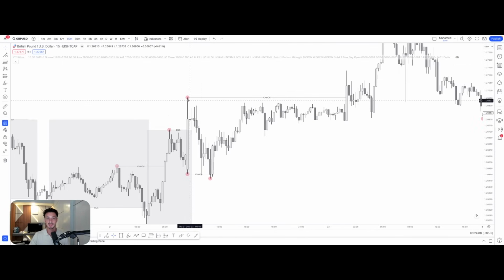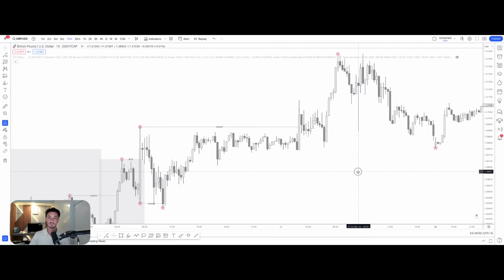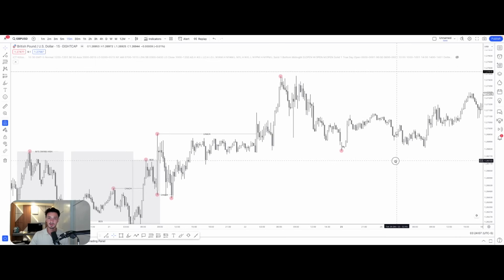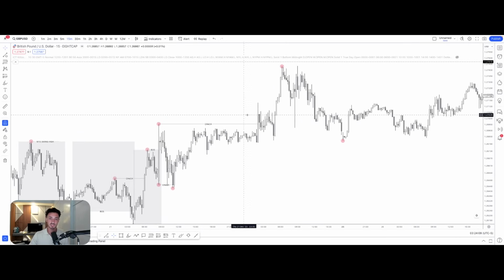And so from here, essentially we have, once again, a change of character. So we're bearish, but then we get a change of character again, taking out the swing high. And so essentially we are once again bullish. Now, from here, we'll just keep reading the price action.